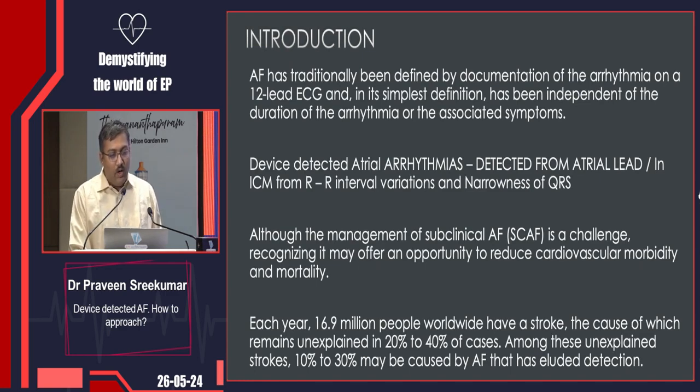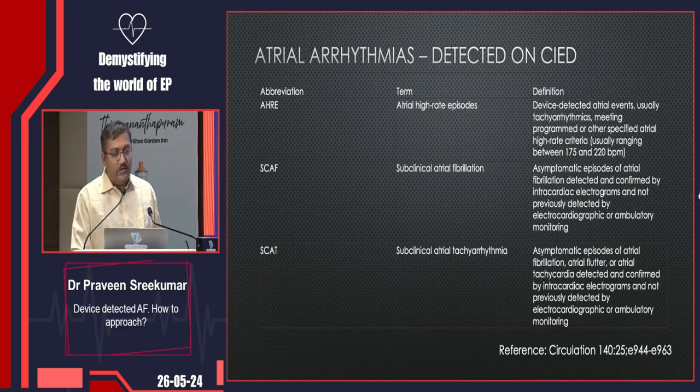So by documentation, what do we have as of now? That's what I'm going to cover. In patients with stroke, about 20 to 40% are in a group called unexplained stroke, stroke with unexplained cause. Among these unexplained strokes, 10 to 30% are AF which has escaped detection. So that's the general incidence.